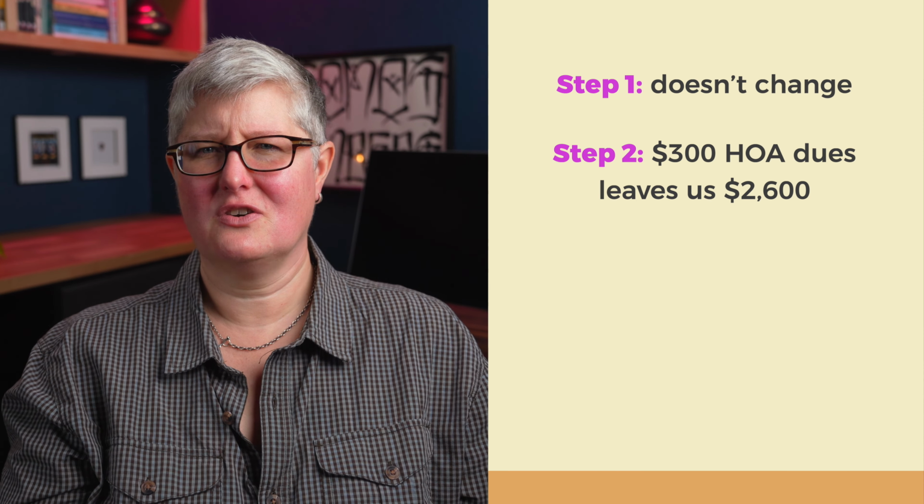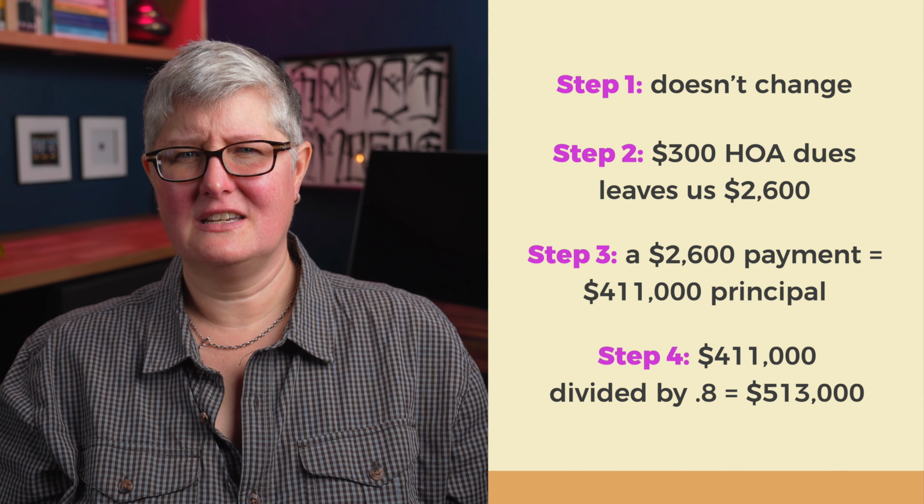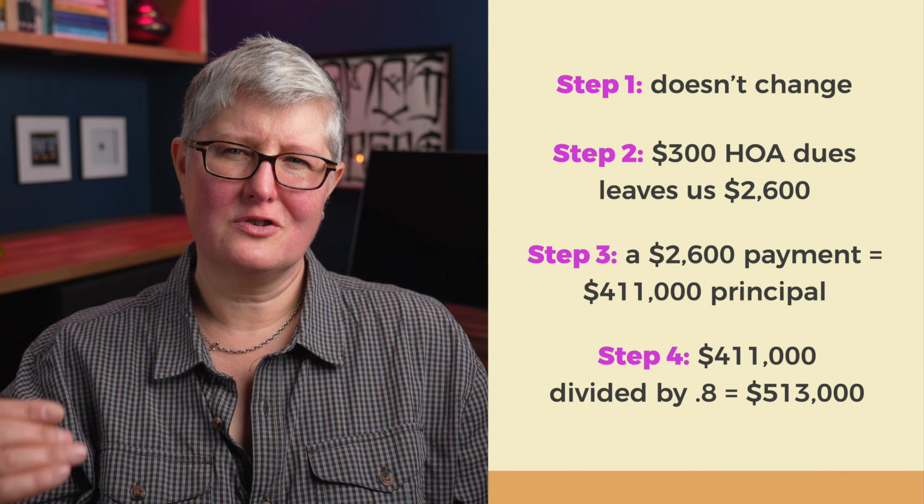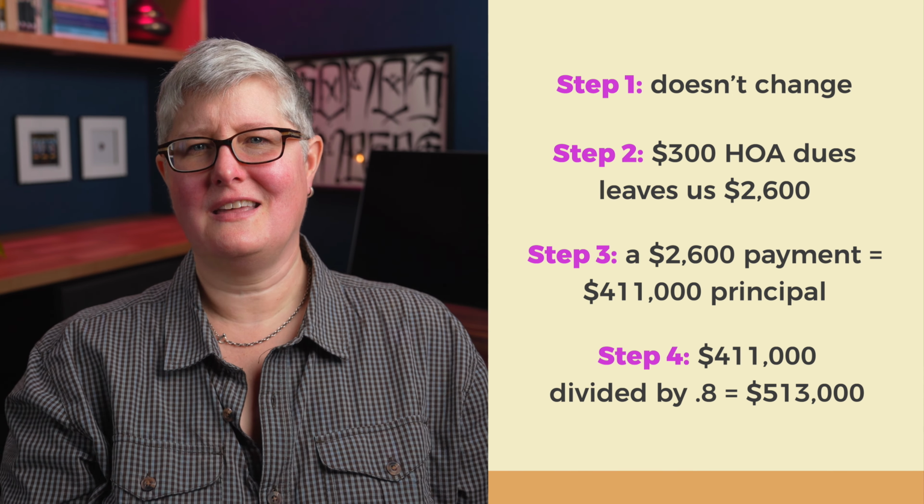Now let's go back to our amortization calculator for step three. Let's zero out the principal and change the payment amount to $2,600 and calculate. Our principal amount drops to $411,000. Take step four again, divide $411,000 by 0.8, and your maximum price with 20% down is reduced to $513,000. You're either going to need to make a bigger down payment or find another way to maneuver your DTI into line.